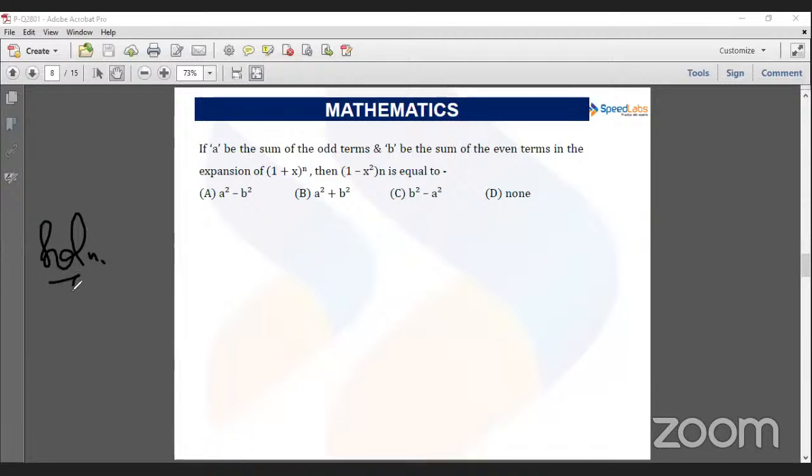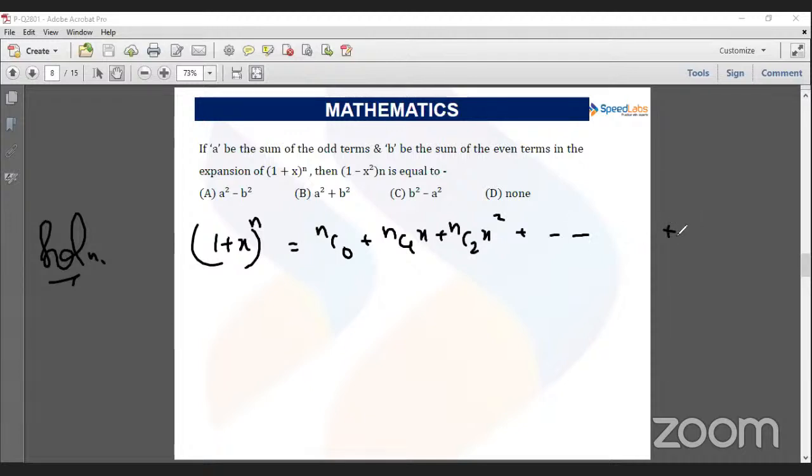Okay. If A be the sum of the odd terms and B be the sum of the even terms in the expansion of 1 plus x power n, the sum of odd terms here would be, 1 plus x power n is nC0 plus nC1 x plus nC2 x square and so on up to nCn.